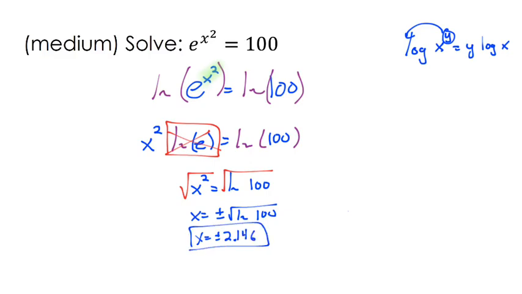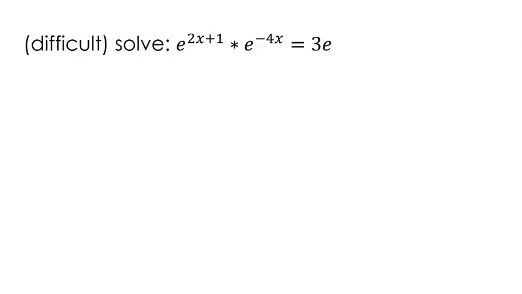Okay? Let's do one final example. And this last example I think is a little bit tougher. Let's look at a little more difficult of an example. So here we have e to the 2x plus 1 times e to the negative 4x equals 3e. Now, whenever I'm multiplying two powers that have the same base, hopefully you remember from Algebra 1, if I have like x to the third times x squared, that's x to the fifth. We add those exponents. And so that's exactly what we're going to do on the left side of our equation with those exponents.